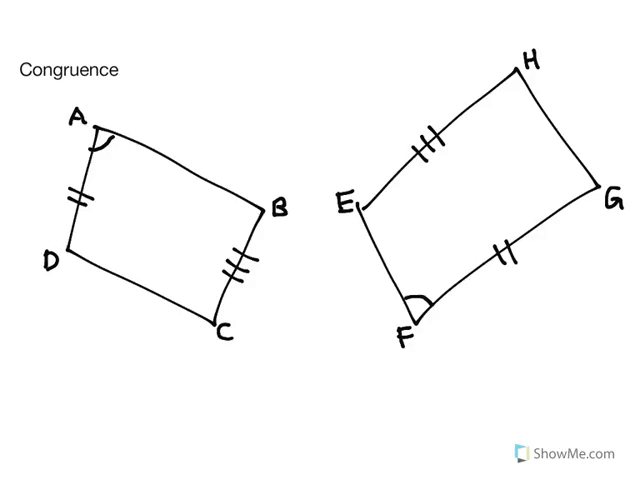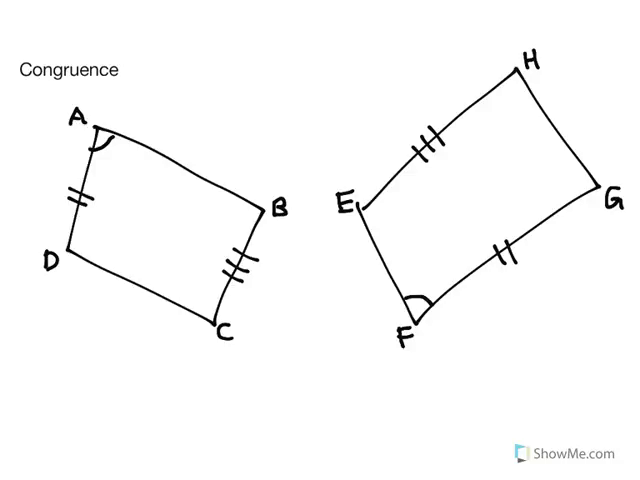Some congruence problems don't really need formulas, but you just need to know the common ways of solving congruence problems. So here we would have parallelogram ABCD, or let's call it quadrilateral since we don't know if it's parallel or not. And the other one would be quadrilateral EFGH. We need to find out which side is congruent with which side. So these angle markings and side markings will really help us.